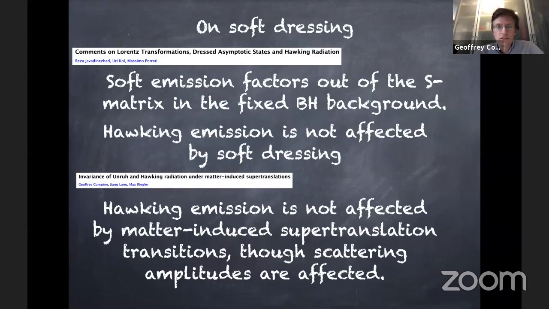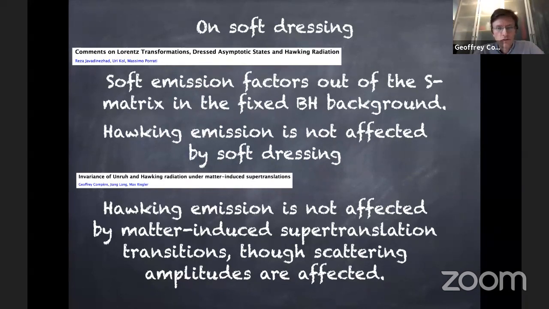And then the final comment, on soft dressing. As Malcolm already announced, the soft emission factors out of the S matrix in a fixed spectral background. That's a result by these authors. And Hawking emission is therefore not affected by soft dressing. That was obtained using the Faddeev-Kulish formalism, using dressing with soft cloud photons.